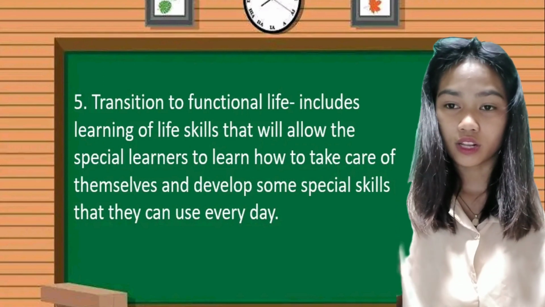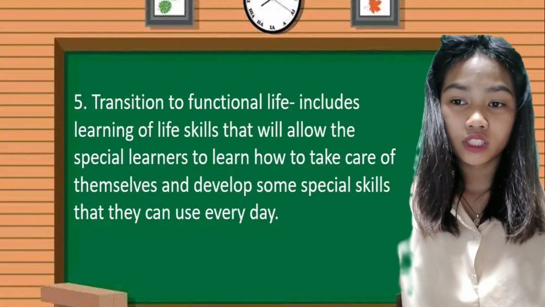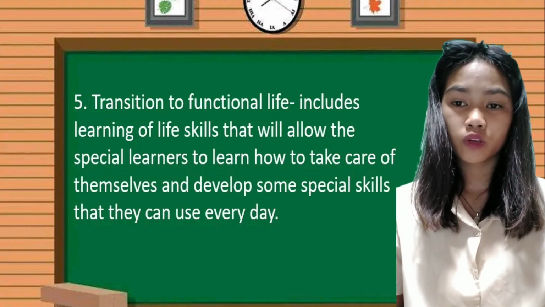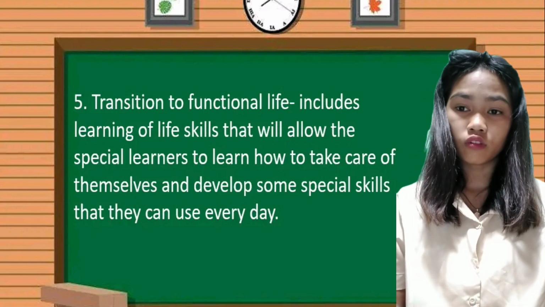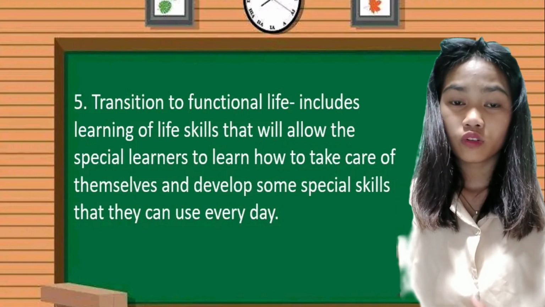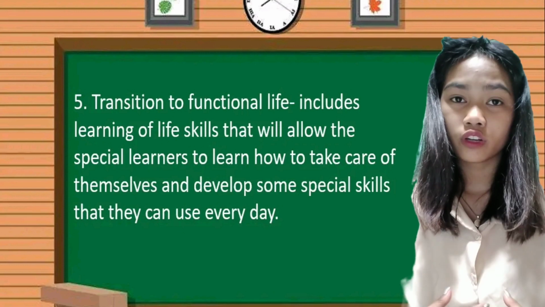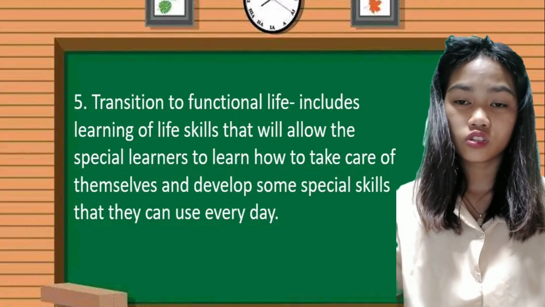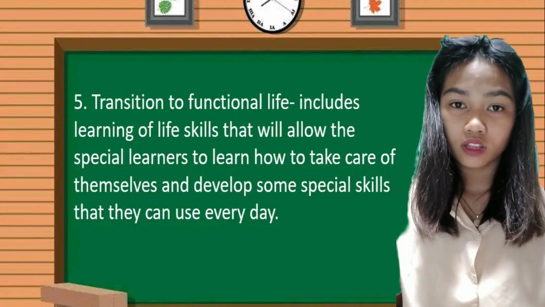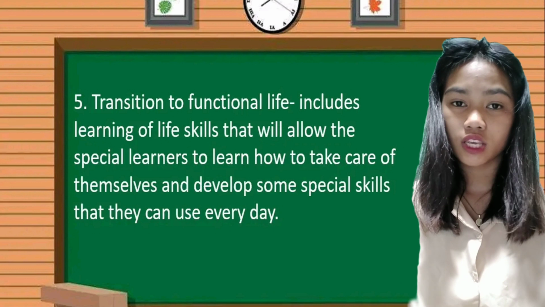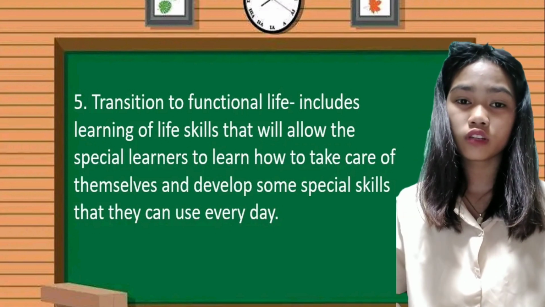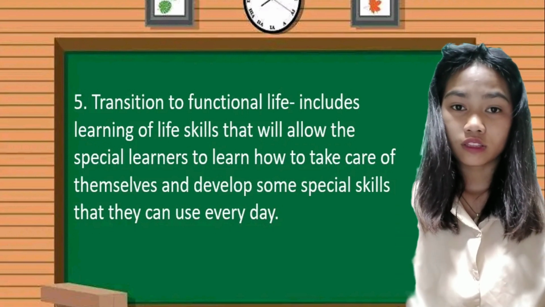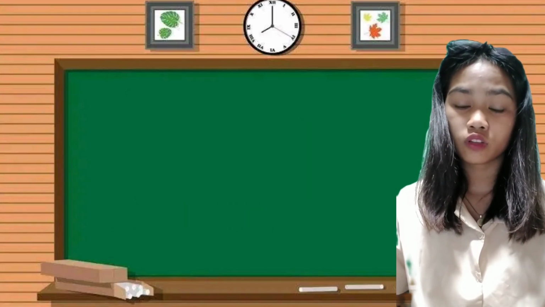the transition to functional life. It says here that it includes learning life skills that will allow the special learners to learn how to take care of themselves and develop some special skills that they can use every day. So I teach them how to handle themselves, or take care of themselves, and develop some special skills. So that's how the transition curriculum changes a special learner who is physically handicapped and intellectually disabled. The transition program molds them and changes them, growing them into a different level. So the transition curriculum has a big impact on the special learners.